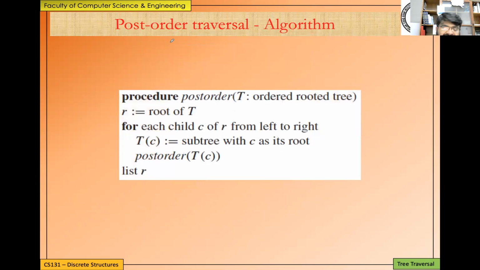And the example here is very simple. Notice that the only difference here is that in the case of pre-order, we were listing R before this for loop. In this case, the only difference is that we list R after this for loop. And notice that this is outside the for loop, hence this has nothing to do with it. We traverse each of the subchild first, and if there's no child left, then you automatically list R and return. That's it. So this is the post-order traversal.